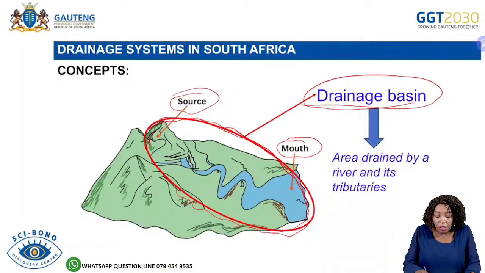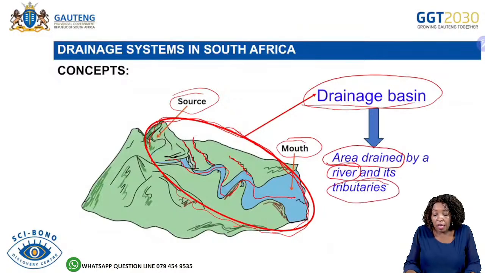So when you look at this river, you can see this is the main river that we are looking at. But what we can identify here, there are tributaries that are joining in. So when we look at the whole area where this river drains its water, by the river itself, including its tributaries, we refer to it as a drainage basin.